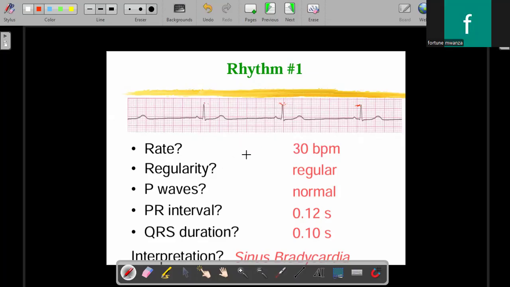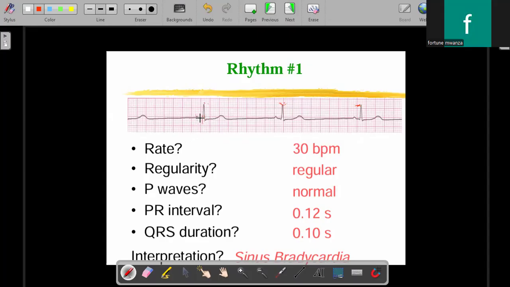Then the other thing, you have to check if the P waves are normal. You can see the P waves are present, and they are happening before the QRS complex. They are regular, so the P waves are also normal. Then you check your PR interval: you count the boxes from where your P wave starts to where the QRS complex starts. You find that the boxes are 3 there.